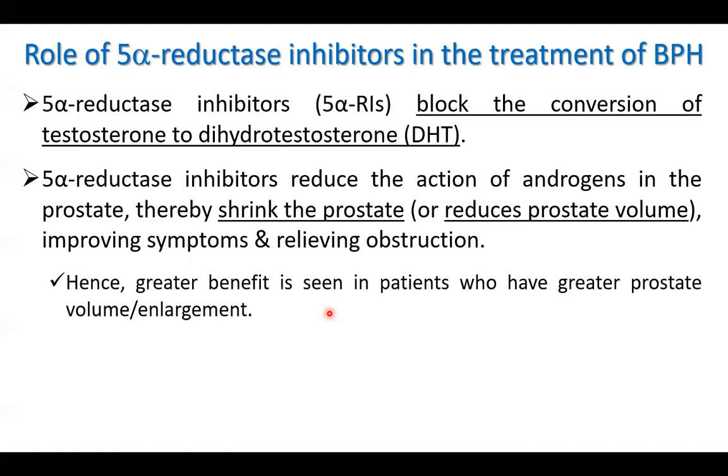Other drugs are affecting the symptoms. They are increasing urine flow by relaxing the smooth muscle. So they are just affecting symptoms. This group of drugs is affecting the pathophysiology and they are shrinking the prostate. So they are reducing the prostate volume and hence they are improving the symptoms and relieving the obstruction. Obviously, will it happen quickly or will it take time? It will take time, but this is the one which affects the progression of the disease.